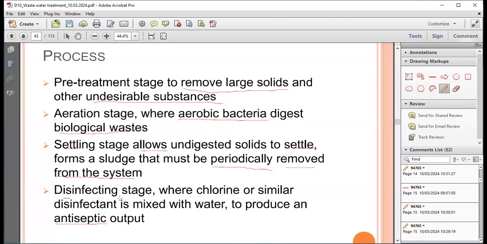You can understand that in the disinfecting stage we use chlorine or a similar disinfectant. What's the meaning of disinfectant? Disinfectant means chlorine gas. Chlorine is the disinfectant. It is mixed with water to produce an antiseptic output. So in Sinhala, Visabija Nasaga is called antiseptic, right?